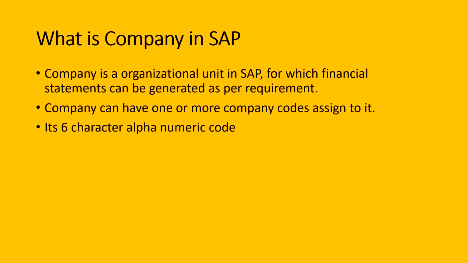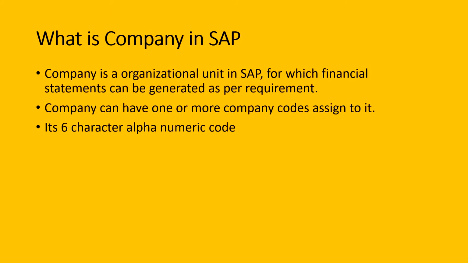So first, what is company in SAP? Company is an organizational unit in SAP for which we can have financial statements. Financial statements means profit and loss statements, balance sheet, like that. So a company can have one or more company codes assigned to it. And company is a 6-character alphanumeric code.